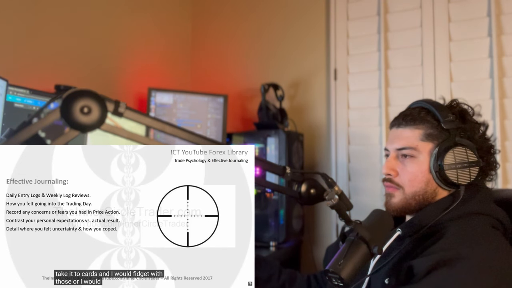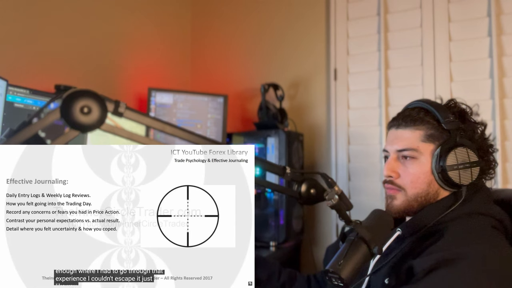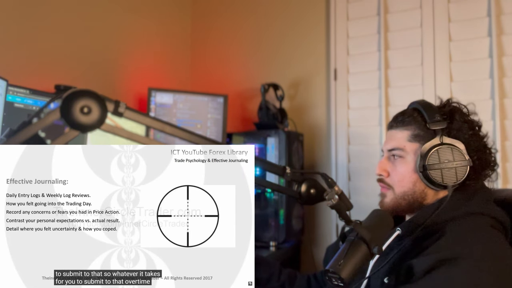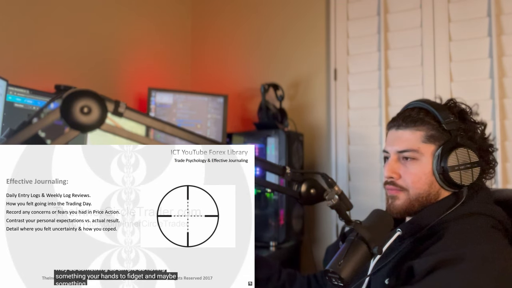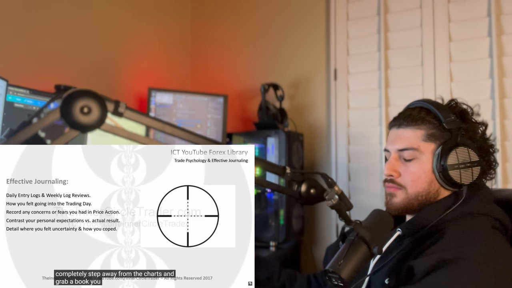I'd get my cards, or I'd hold a coin in my hand, and it would keep me distracted enough that I could go through the experience. I can't save it, just like you can't save the trade. If you're going to take a trade, you have to go through the trade, either take your stop or take your limit. But you have to submit to that. So whatever it takes for you to submit to that, over time you will find there really isn't a single thing you should do, because it only works when it works for you. It may be something as simple as having something in your hands to fidget with. It may be something that requires you to completely step away from the chart. Personally, I can't sit and watch the market. I can't do that.